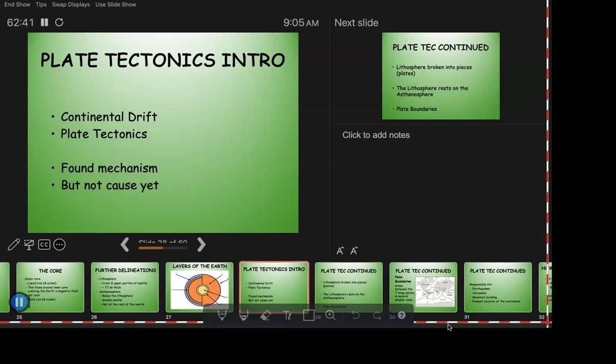We know what's happening, but we don't know why. But we see all this evidence, so they don't argue about it anymore, I don't know if that's a thing anymore, which is good. Al Wegener died in a polar expedition, I believe it was. He was looking for more evidence to support his cause, and he got lost in a whiteout. I think that was his ending story.